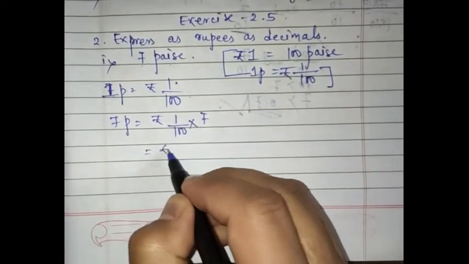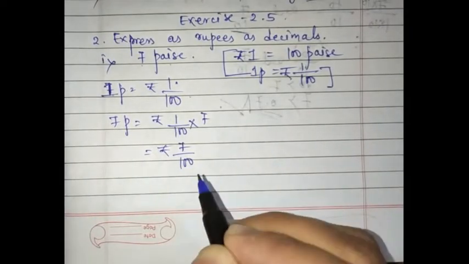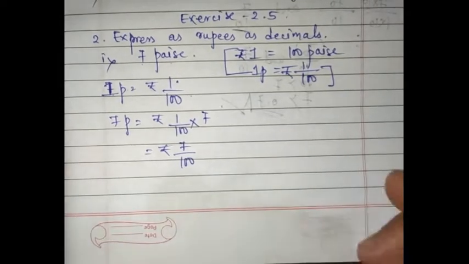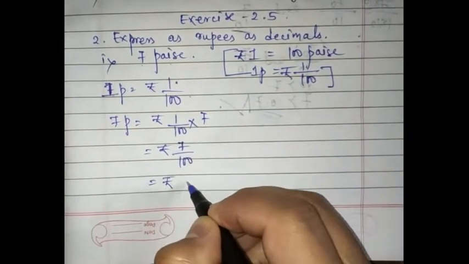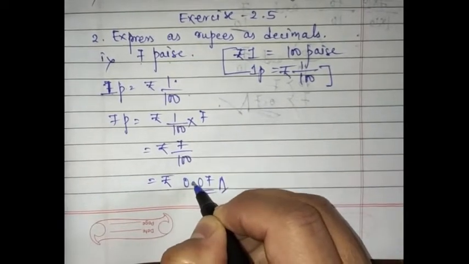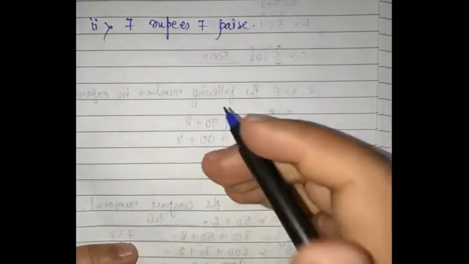Yes. So 7 by 100. We have to write this number in decimal form. When you divide this, you'll get rupees 0.07. This is our decimal, because here we have the point in between the digits. Similarly, we have our next question.